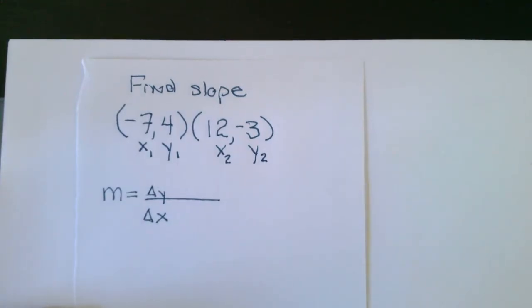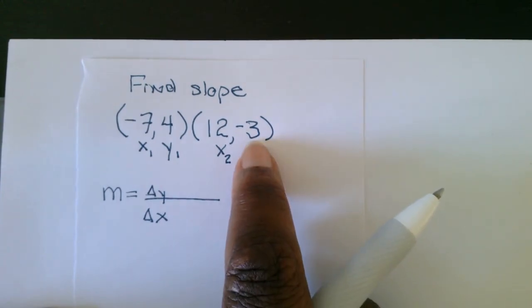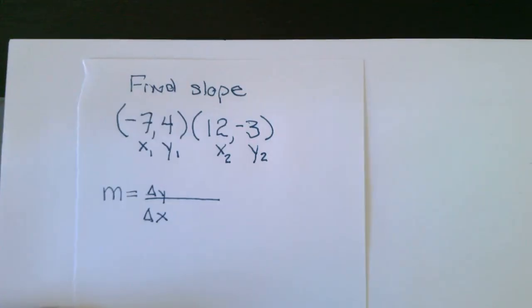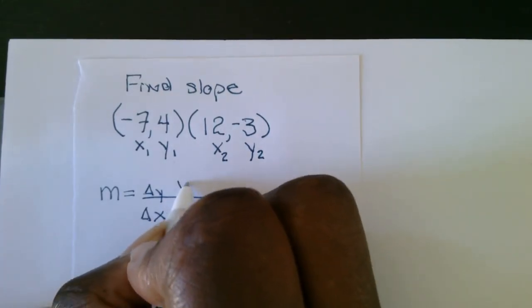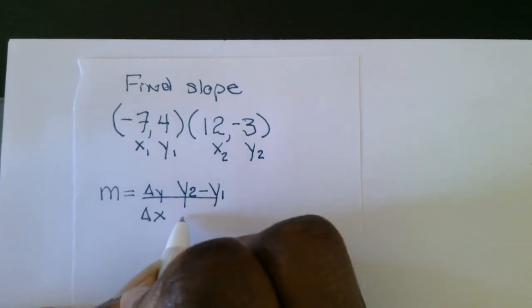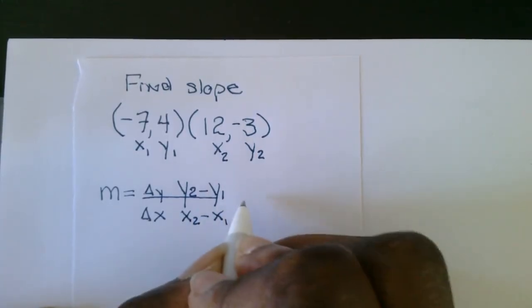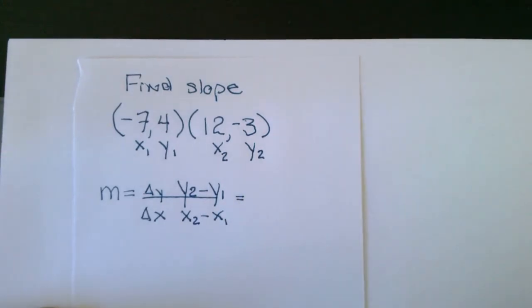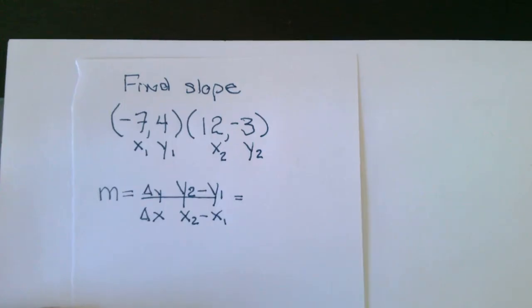Now, this will work fine if you read from right to left. You can make this your first point and this your second point. It's going to work out in the end. So when I say the change of your y's over the change of your x's, traditionally a lot of people know it as y2 minus y1 over x2 minus x1. A lot of people are probably saying, oh yeah, I remember this now. Okay. See? There's Tamika.